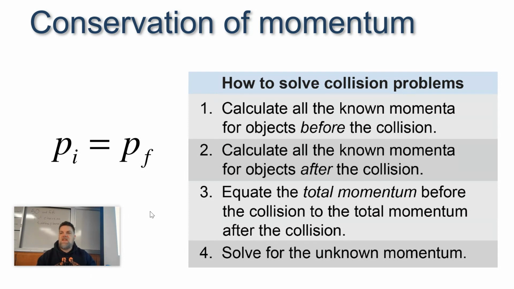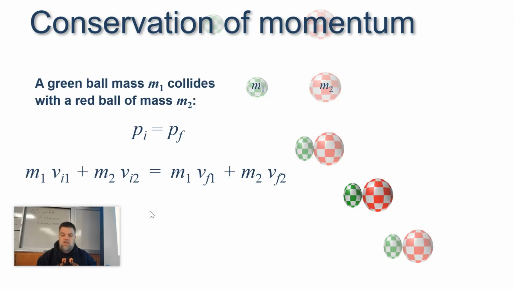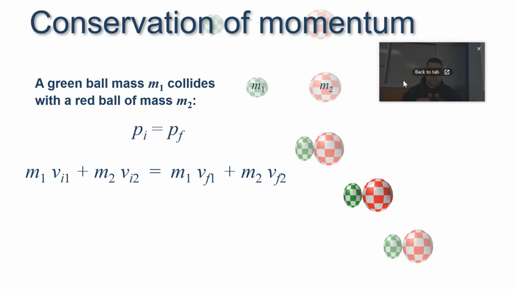So a lot of times they're going to give you a bunch of information, then you're going to be expected to calculate the initial, then the final, right? Before and after. Then equate the total momentum before the collision to the total momentum after. Equate just means make sure they equal. You're going to set them equal. Then solve for the unknown momentum. Okay? And don't write any of this down.